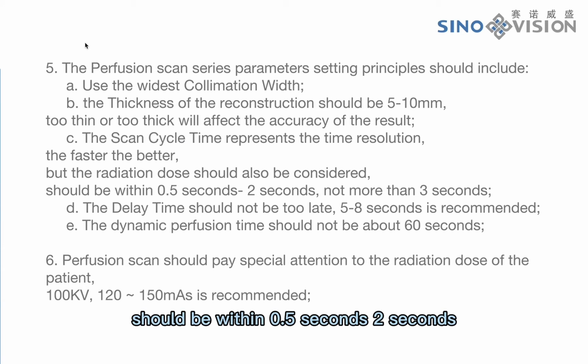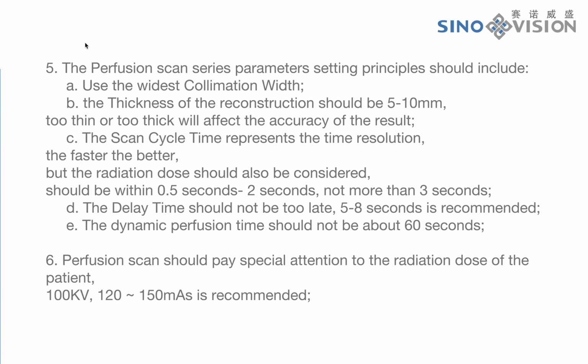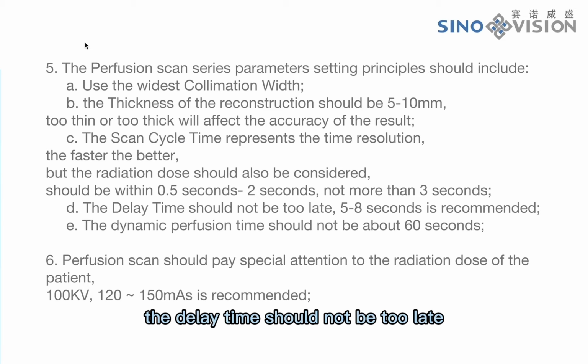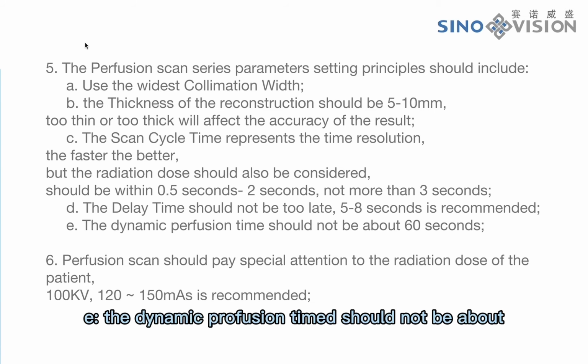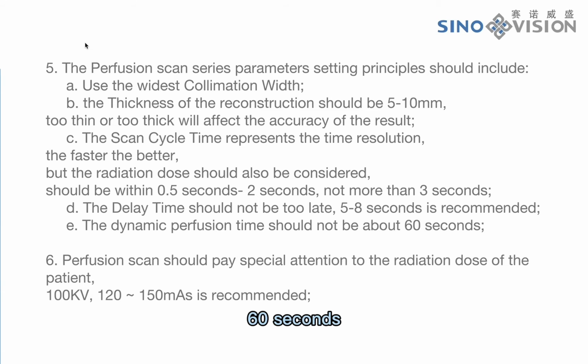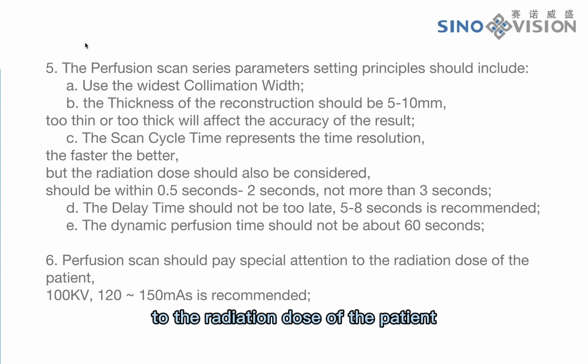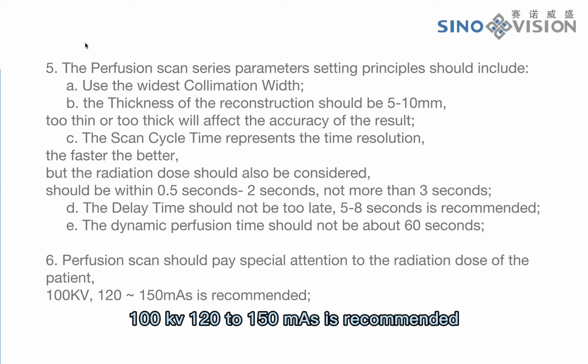Should be within 0.5 seconds to 2 seconds. Not more than 3 seconds. D. The delay time should not be too late. 5 to 8 seconds is recommended. E. The dynamic perfusion time should not be above 60 seconds. 6. Perfusion scan should pay special attention to the radiation dose of the patient. 100 kV, 120 to 150 mAs is recommended.